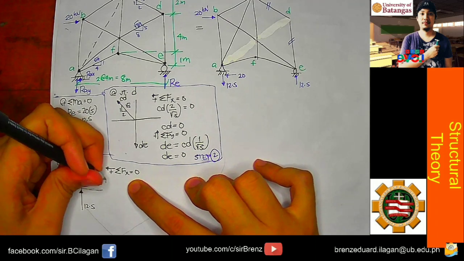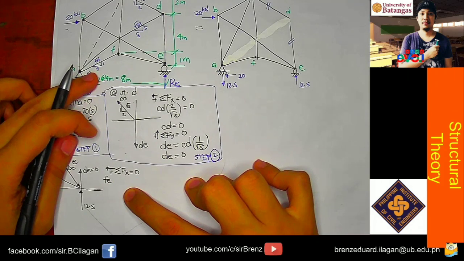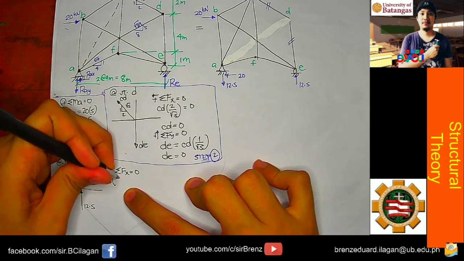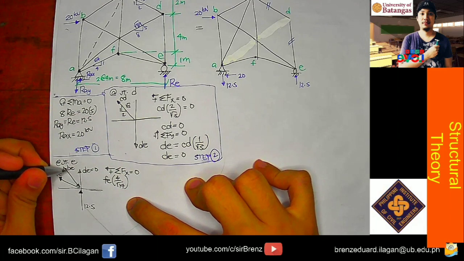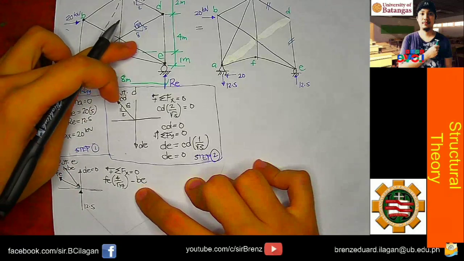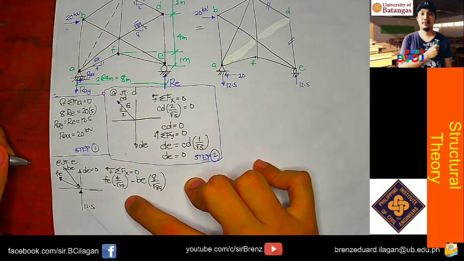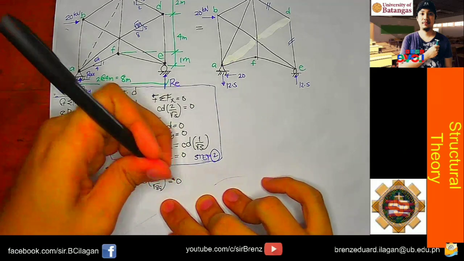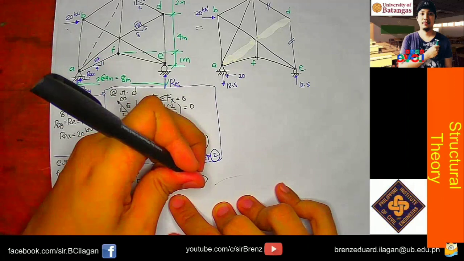So, FE multiply. So, ano yung X component? So, multiply mo ng 4 over square root of 17, times 4 over square root of 17. And then, minus yung BE. So, minus BE times, ano yung kanyang horizontal? X times 8 over square root of 89. So, meron pa bang horizontal force? So, wala na. So, equals to 0. So, this will be our equation number 1.